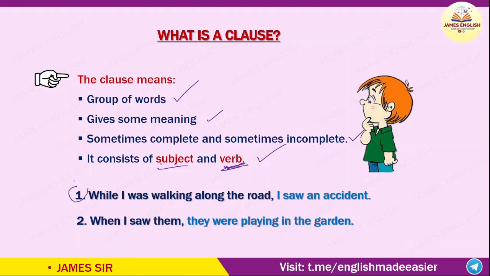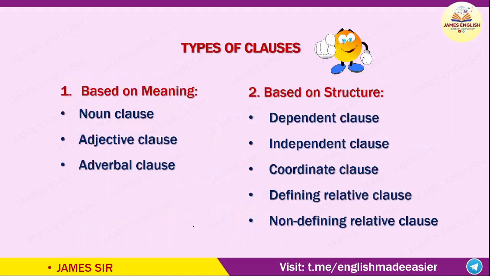Please read the example for me. While I was walking along the road, I saw an accident. Here the subject is I and the verb is walking. And here the subject is I and the verb is saw. But here the subject is they and the main verb is playing. Hence we can come to a conclusion. A clause consists of subject and verb.